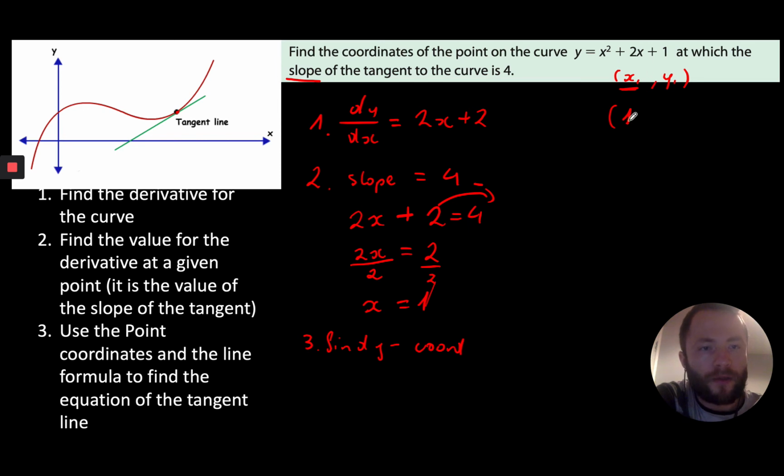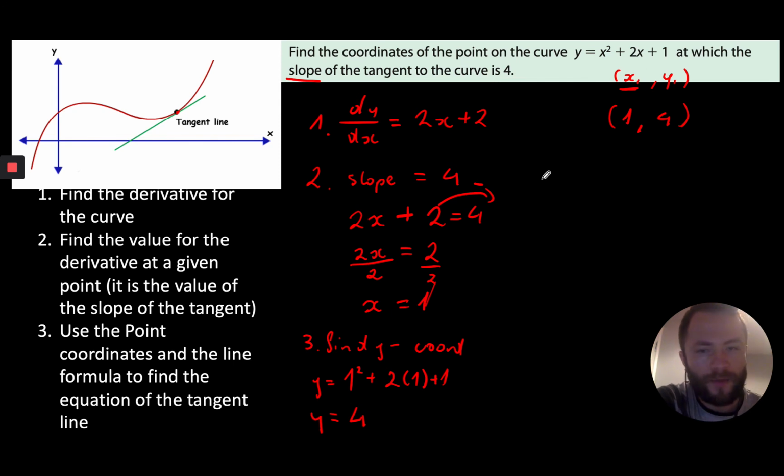So to find the y coordinate, all I need to do is put x equal to 1 into my curve equation, and that will give y equals 1 squared plus 2 times 1 plus 1. So y equals 4. So at x equal to 1, the value of the curve, y, equals 4. So the coordinates of the point where the tangent to the curve is drawn are 1 and 4.